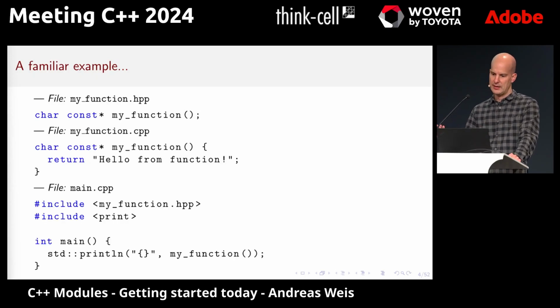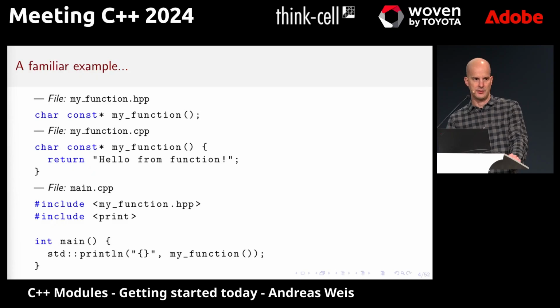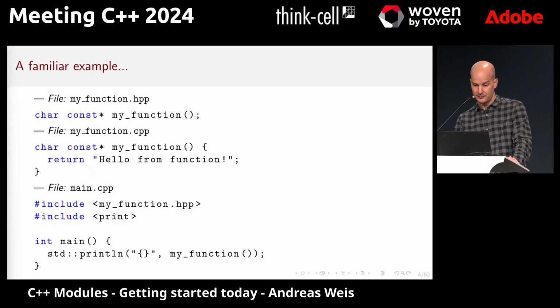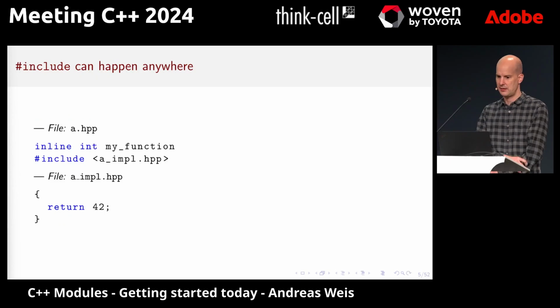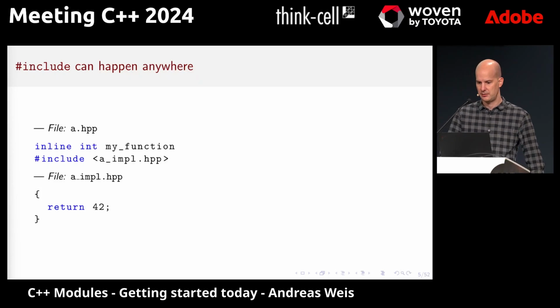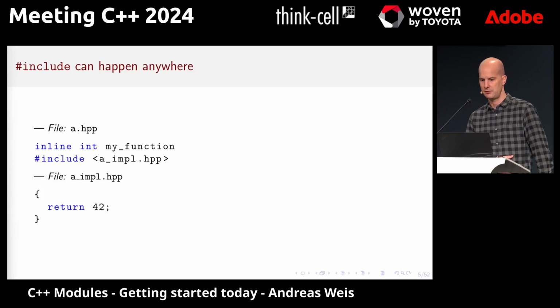And then when a client wants to access the functionality that we provide, they include the header file, and then they can use, in this case, the function that was provided there. So this approach has a bunch of problems that you're probably all familiar with. The first thing is, because include is based on this very unstructured preprocessor mechanism, include can pretty much happen anywhere. It's not really bound by the structure of the surrounding language.